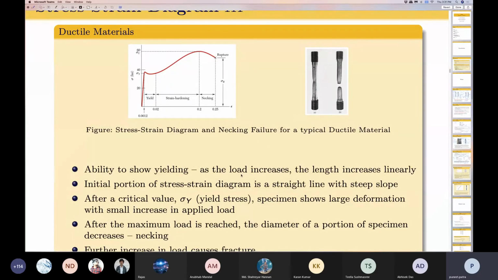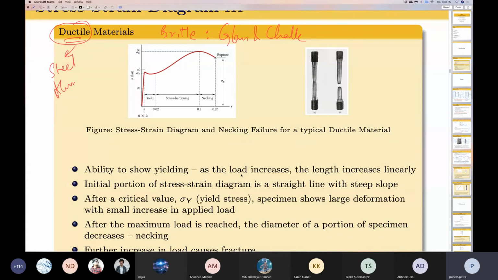Now, based on the stress strain diagram, you can characterize materials into two parts. One is ductile material and another is brittle material. The typical example of a ductile material is steel, which we saw, aluminium, which we saw, and typical example of brittle material is glass and chalk. The basic physical difference is that in a brittle material, the fracture, the rupture occurs all of a sudden without significant warning to us.